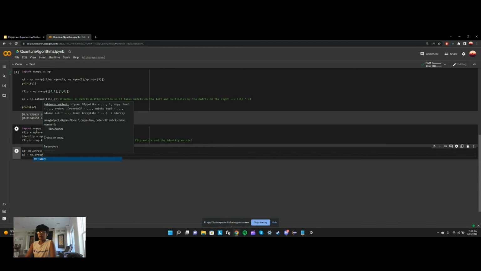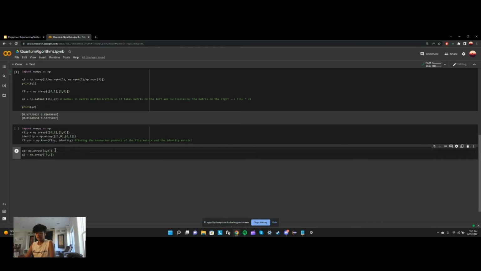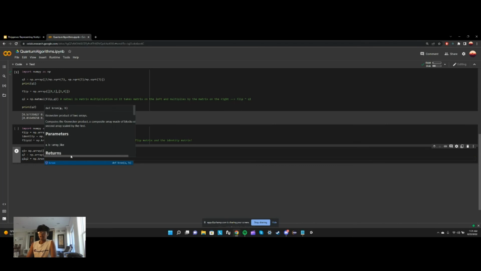And q2 is equal to np.array. This time, that'd be 0, 1. All right. So basically, here's what we have, right? Qubit 1, which is in the 0 state, is represented by 1, 0. And qubit 2, which is in the 1 state, is represented by 0, 1. Now we need to find the tensor product of it, or the Kronecker product, right? So we're just going to have our new matrix as q1, q2 equal to np.kron of q1, q2.